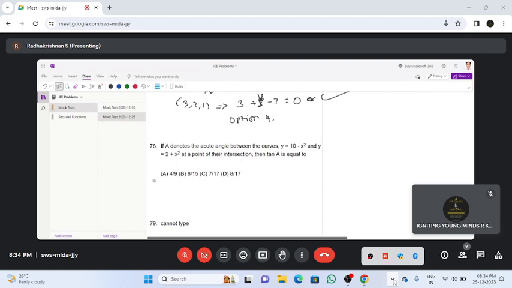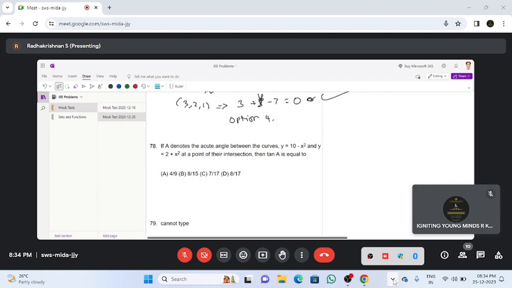So, you want to explain? Tino, very good. Can you explain? Yes, sir. Sir, first we have to differentiate the first equation, and the second equation also we have to differentiate, sir. We can get m1 and m2, sir. Then tan theta is equal to modulus of m1 minus m2 divided by 1 plus m1 into m2, sir.